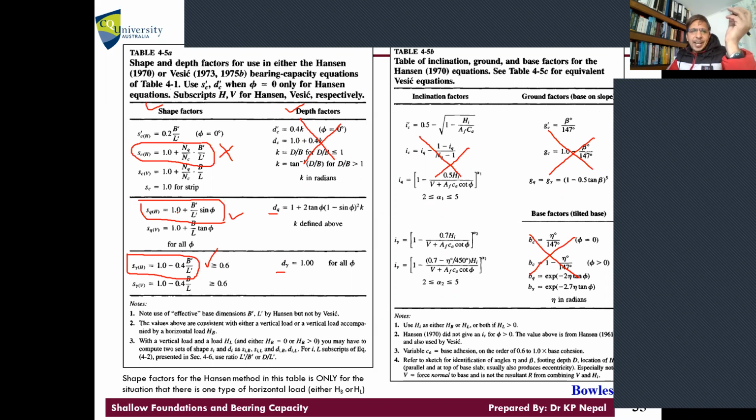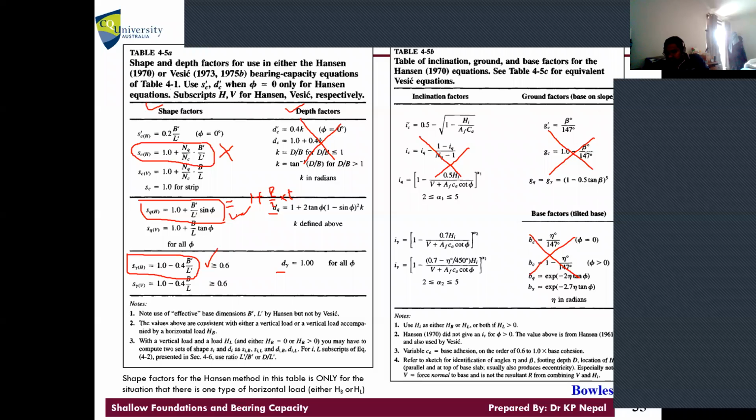Okay. So can you write this equation, 1 plus B dash by L dash? How much is it now? Can you compute now for the sand layer? 1 plus what is B? How much is the width of the foundation in our problem? Can I check from here? Width is 2 meter. Yeah. So then 1 plus 2 divided by 2, right? Times sine phi. What is the angle of friction for the sand layer? 34. Yeah, can you compute now?